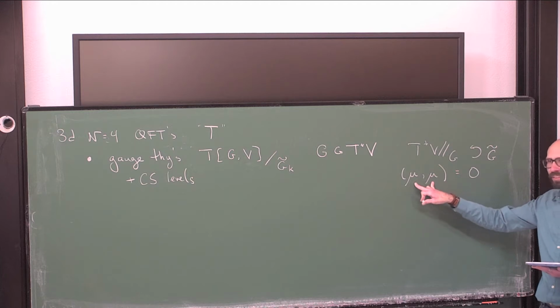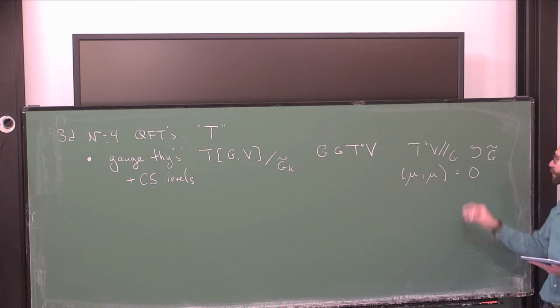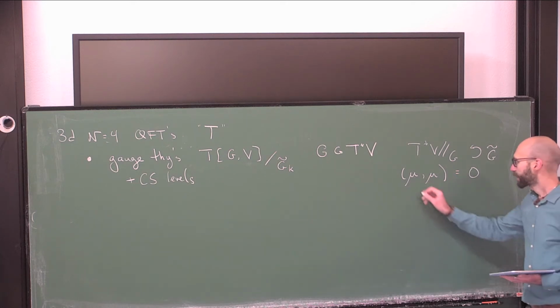But it's a moment map for which group, first of all? Oh, for G tilde. Tilde on the quotient. On the quotient. And the condition is that you're saying that. Yeah, this needs to be isotropic.